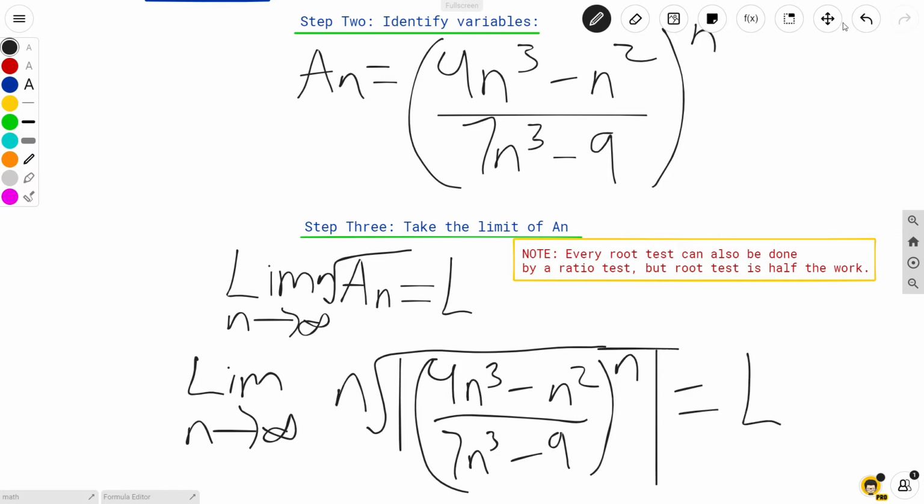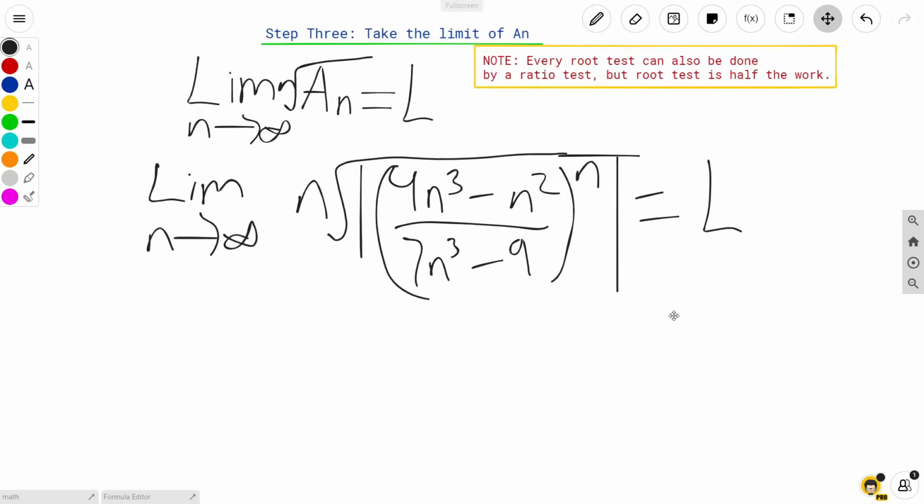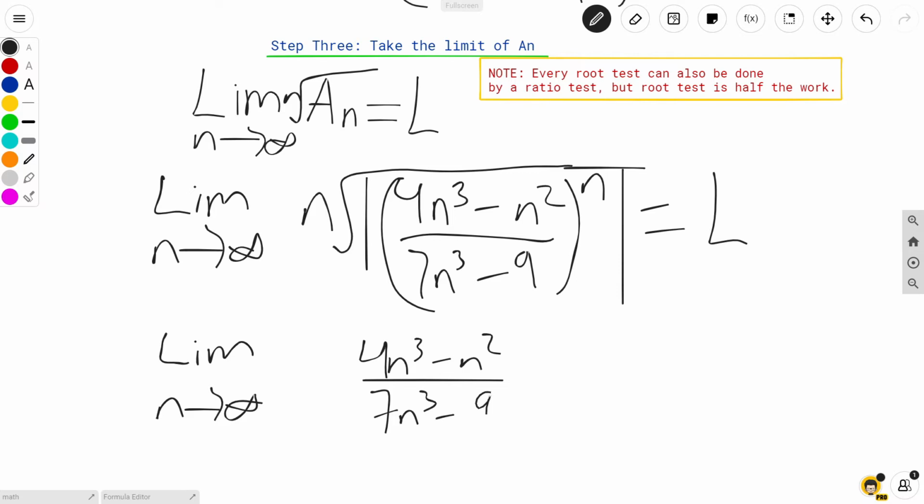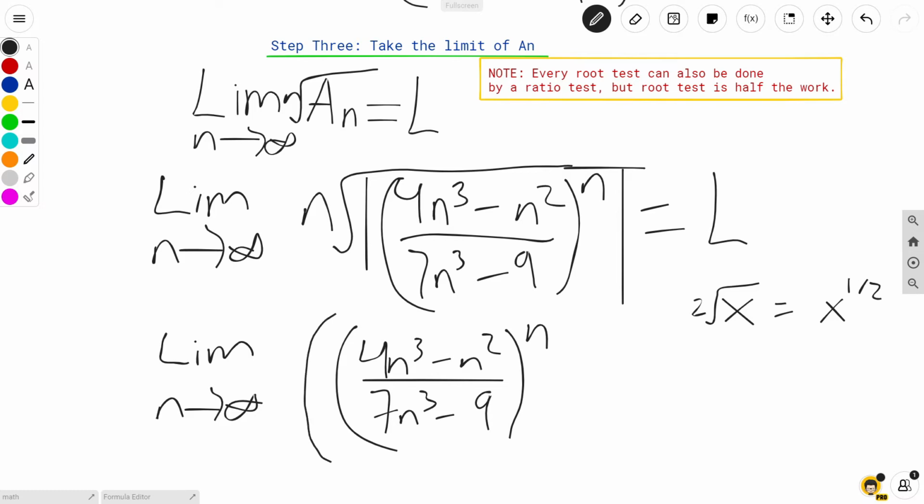Notice how we have the nth root and the nth power. So I'm going to rewrite this as the limit as n goes to infinity of 4n cubed minus n squared divided by 7n cubed minus 9, raised to the nth power, and then the nth root. As we know, the square root can be rewritten as x to the 1/2. We never write the 2, but it's always implied whenever we don't put anything.